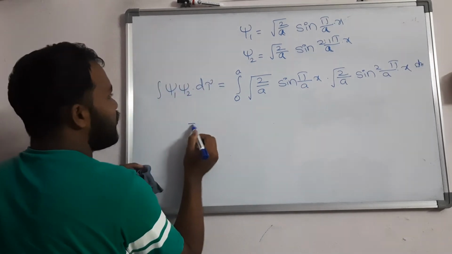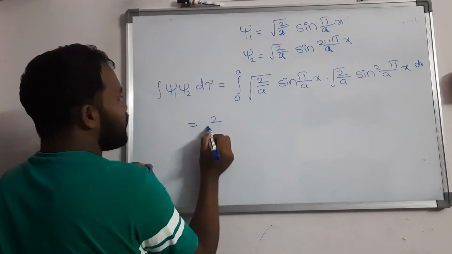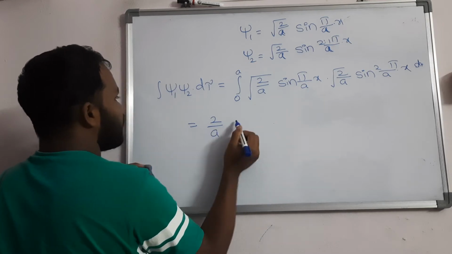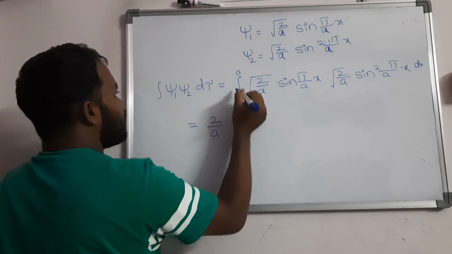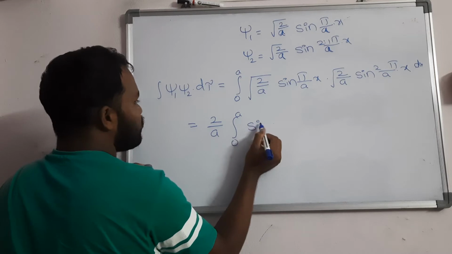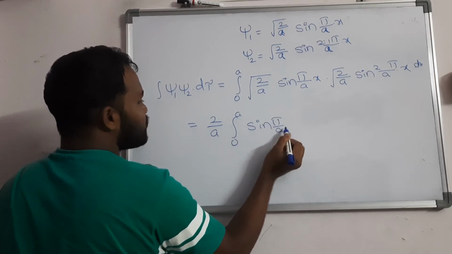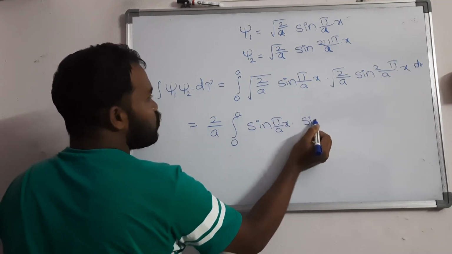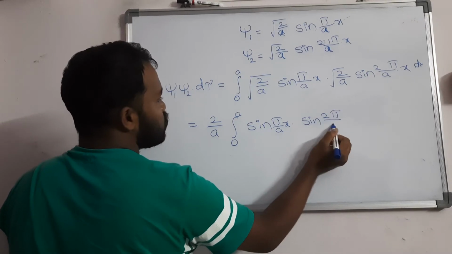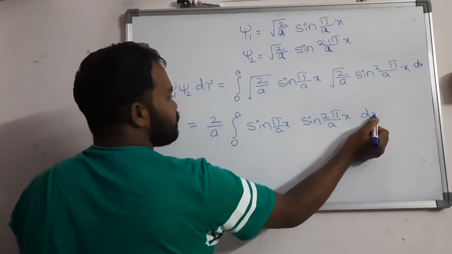Now root 2 by a into root 2 by a is 2 by a, which we write outside the integral from 0 to a. You are left with sin of pi by a into x into sin of 2 pi by a into x, dx.